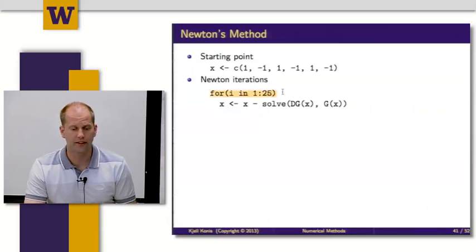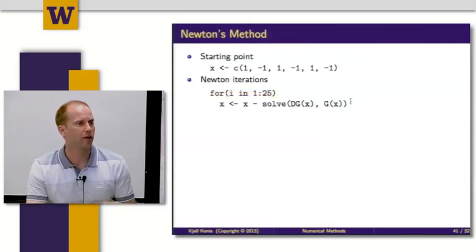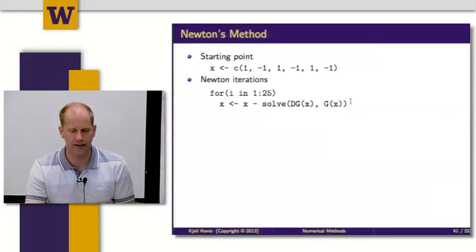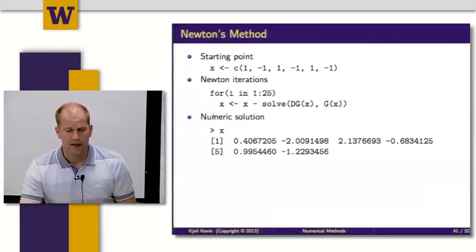And then this is a for loop, so it says for i in 1 colon 25. So it's just going to repeat this line 25 times. And each time, hopefully, this approximation of the value x, where the function g should be equal to 0, is going to get better and better. And so after 25 iterations, this is the value that I've computed.